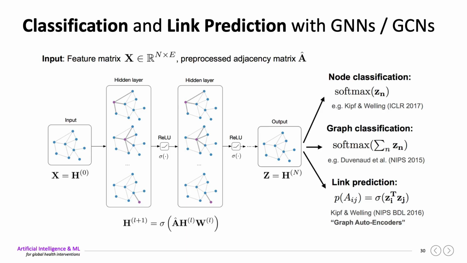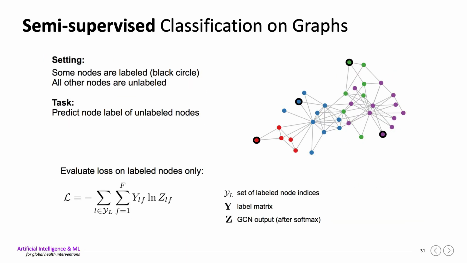So node level, edge level, and graph level predictions all come from the same learned embeddings, differing only in how we read them out. Let's look at a particularly practical training setting. Here we turn to semi-supervised classification on graphs. The setting is that some nodes are labeled, drawn as black circled nodes, while all other nodes are unlabeled, and the task is to predict the label of the unlabeled nodes. The loss is evaluated on labeled nodes only.